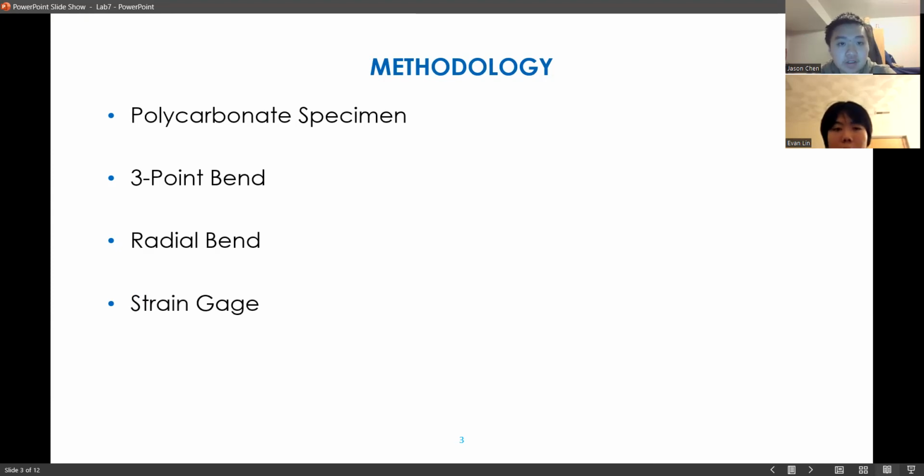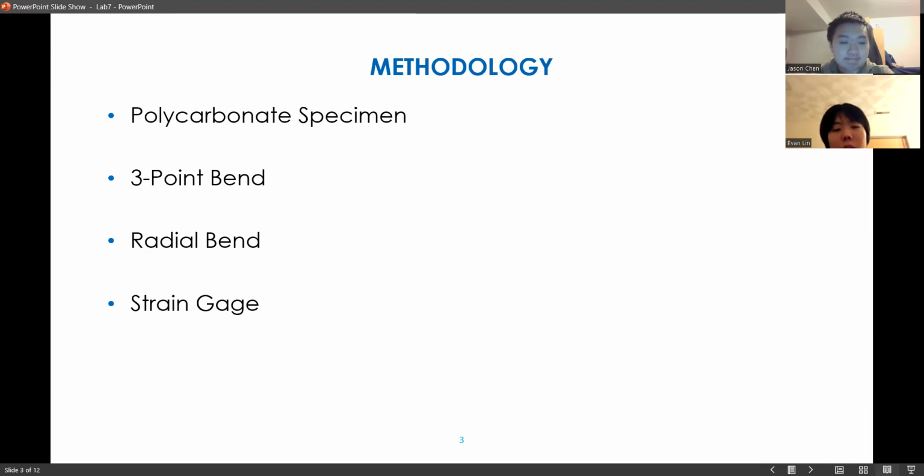The specimen we're using in this lab, there's only one specimen, is made of polycarbonate. We attached a strain gauge to the midpoint of this specimen. We tested the specimen in two different ways.